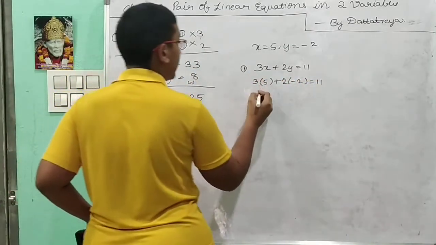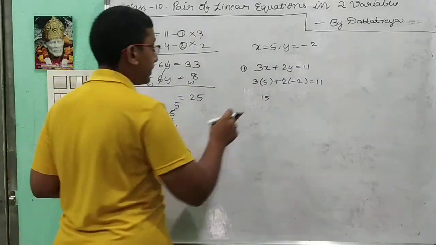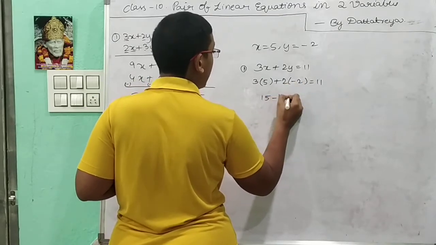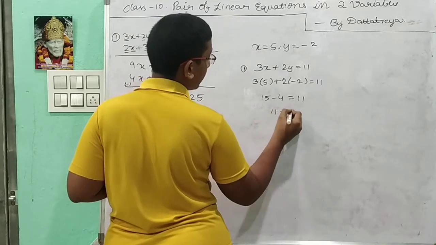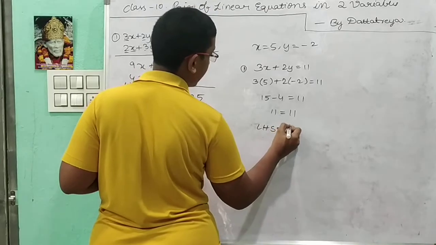Now 3 5s are 15. Now you should apply multiplication over here. So plus into minus is minus. 2 2s are 4 equal to 11. So 15 minus 4 is 11 equal to 11. It is nothing but LHS is equal to RHS.